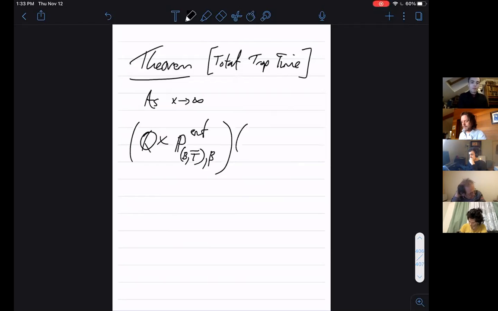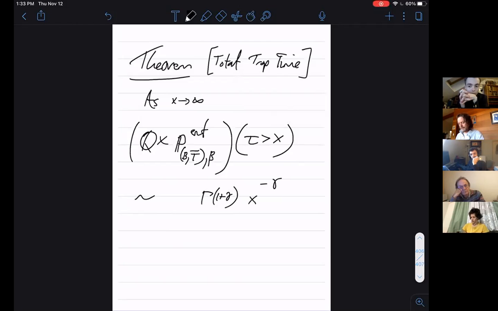What's the probability that for the trap that you're sitting at the entrance of, you keep track of the total time you spend there? What's the probability that it's large, that it's bigger than X? This behaves like X to the minus gamma, for the gamma that we've identified. And then I have these mysterious characters, we've seen them before in the statement of the previous result. They remain to be explained.